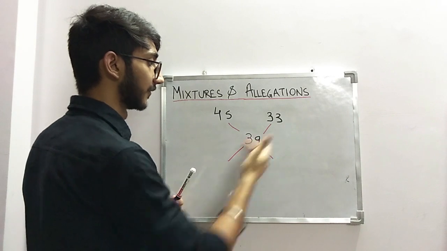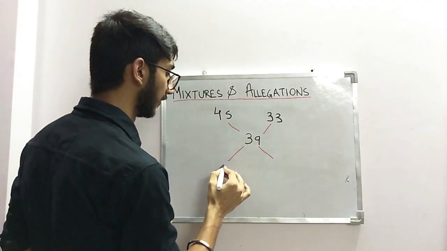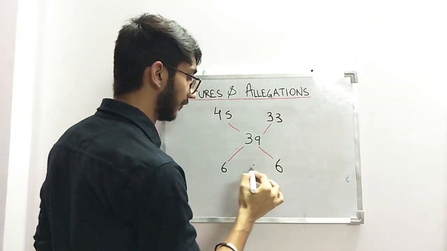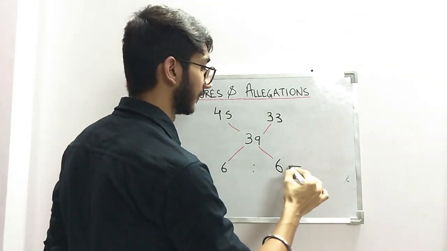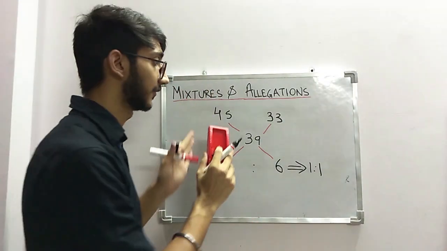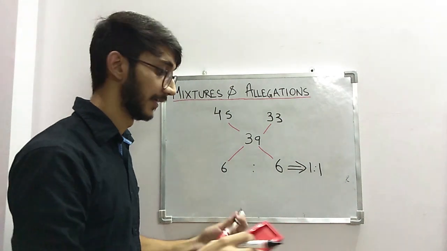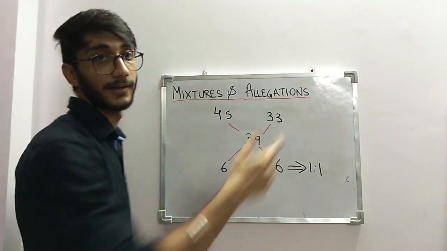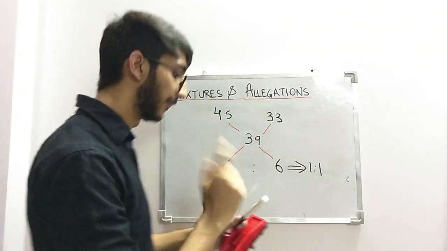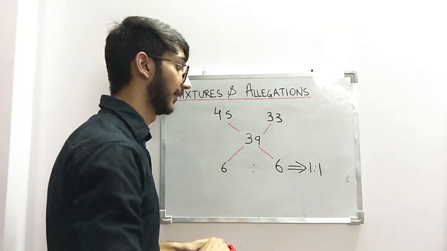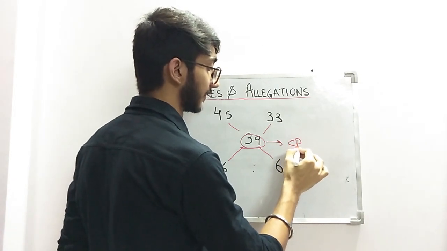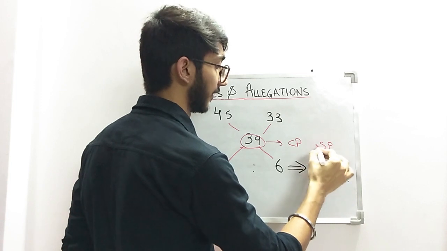So just calculate the differences. So 39 and 33, the difference comes out to be 6. 45 and 39, the difference comes out to be 6 again. So this will be the ratio, 6:6, that is 1:1. That means I need to mix these two types of sugars in the ratio of 1:1. Then only the cost will be 39. So you just need to use this shortcut and you will get the answer in just seconds. But you need to keep in mind that this figure should be the cost price and not selling price.